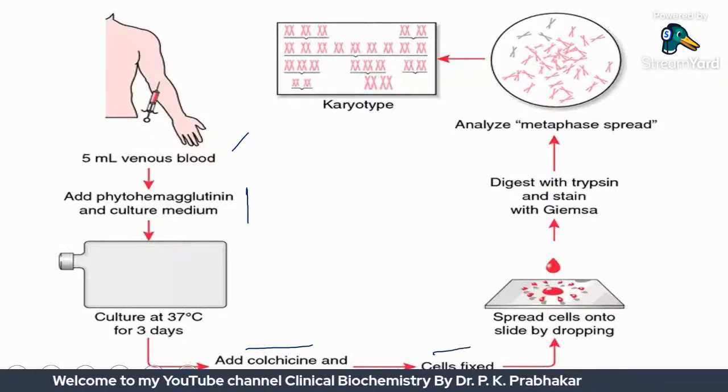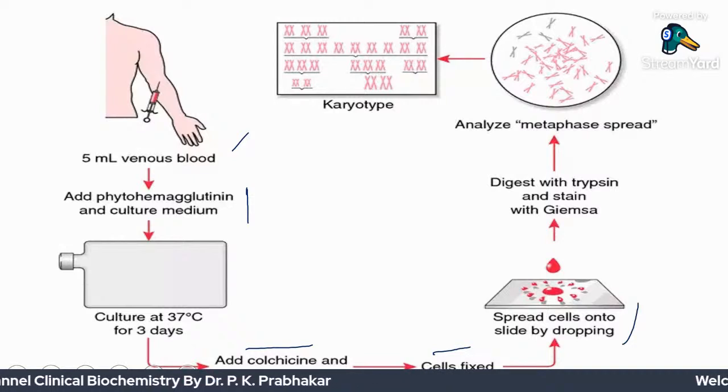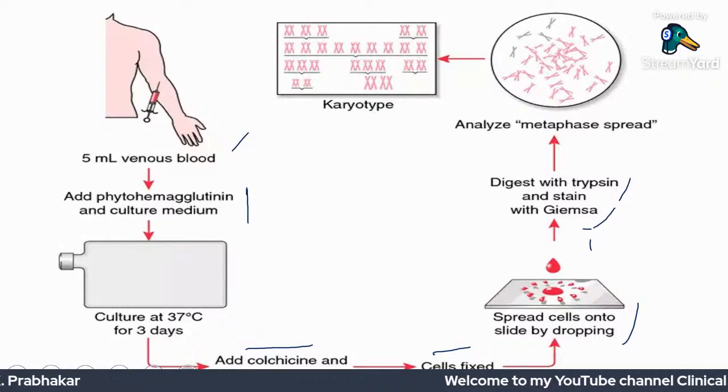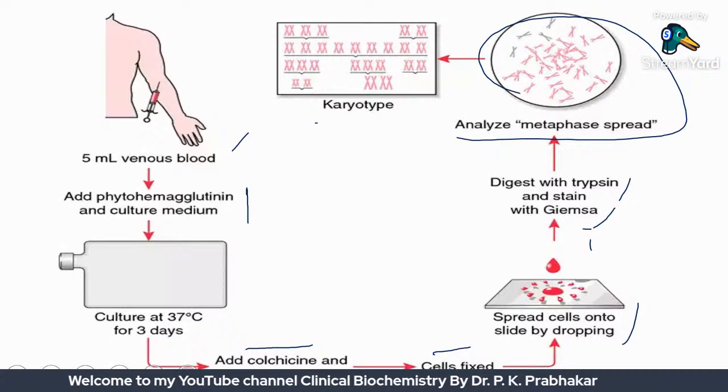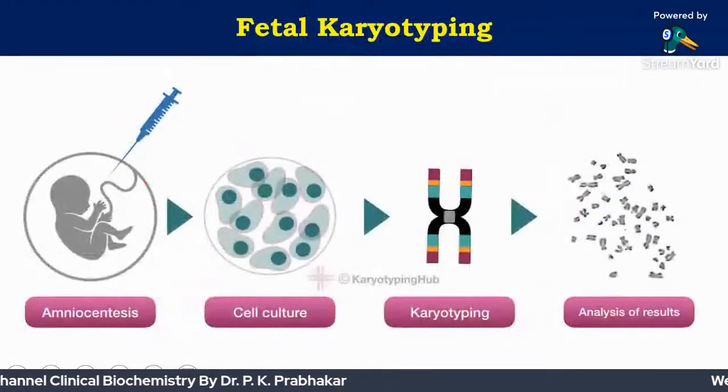The cells will be fixed with methanol and other processes on the slides by dropping. Then we use heat with trypsin and stain with Giemsa. Then we analyze the cells, and then software will arrange them in the form of a karyotype. This is the whole process of karyotyping.